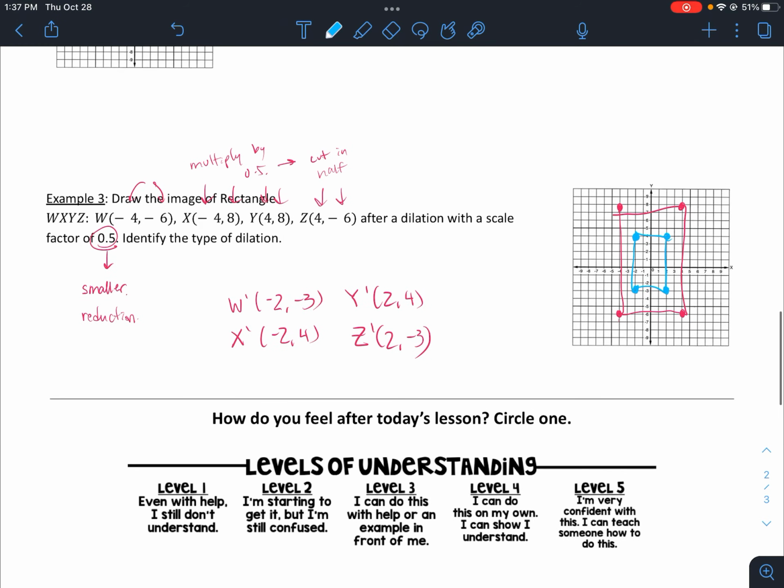So why don't you fill out your level of understanding? How do you feel after this lesson? If you need to rewatch any portion of the video, you are free to do so. If not, you may go ahead and get started on the homework.